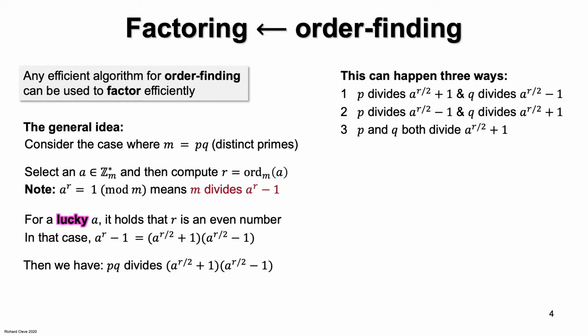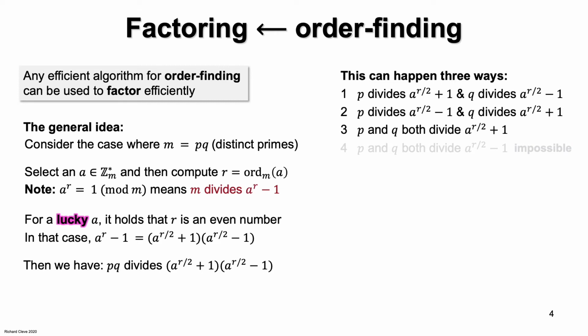Wait, have I missed a fourth case? What about the case where p and q both divide the second expression? That case cannot occur. Can you see why? In that fourth case, we would have m dividing A to the R over 2 minus 1. So A to the R over 2 would be equal to 1 mod m. This would contradict the definition of R being the order of A. R is the smallest power of A that's 1. So A to the R over 2 cannot be 1. So there is no fourth case.